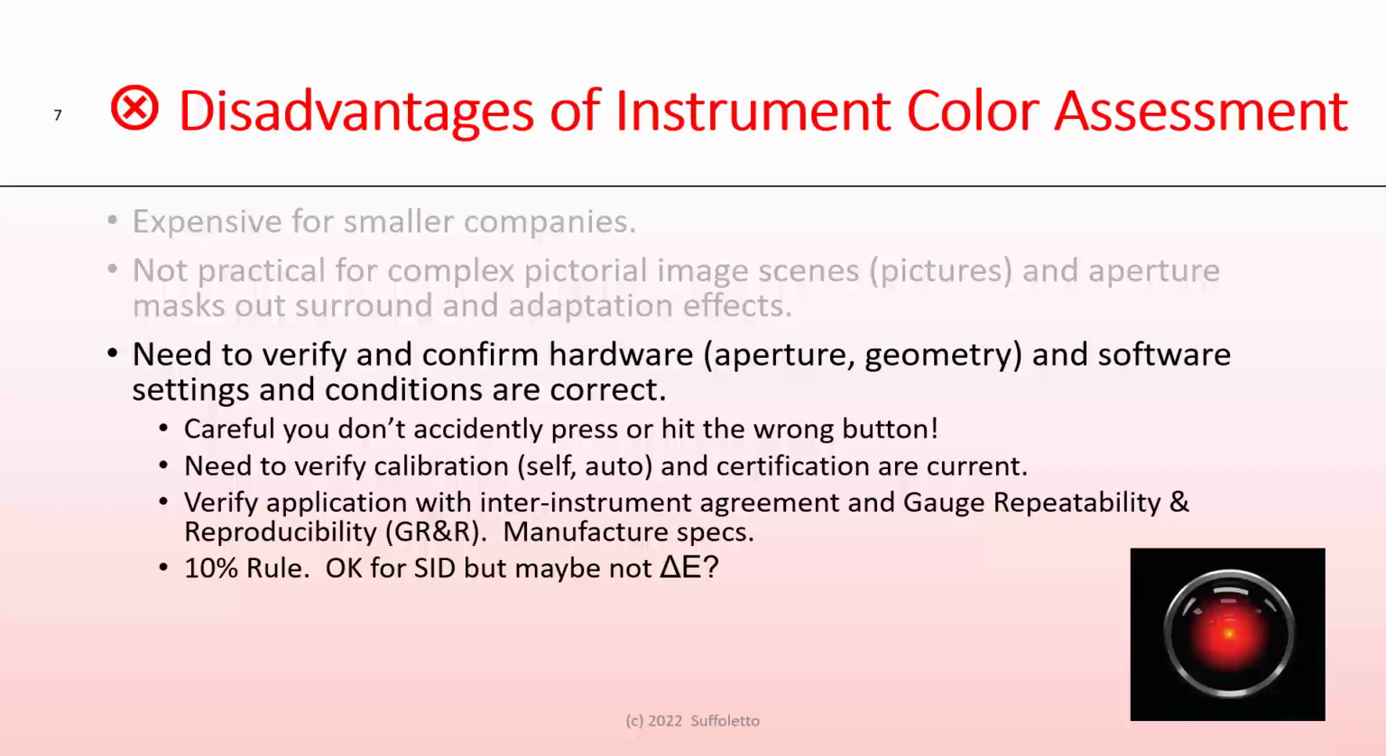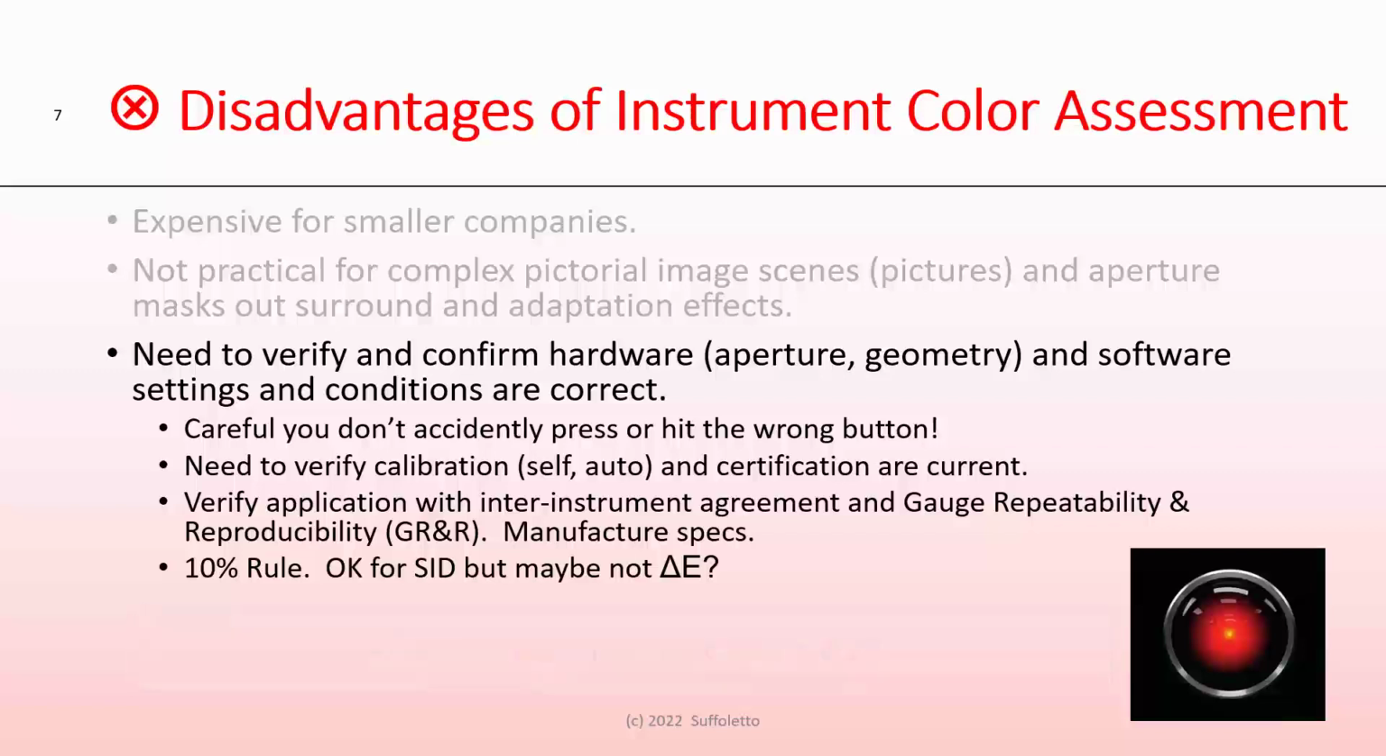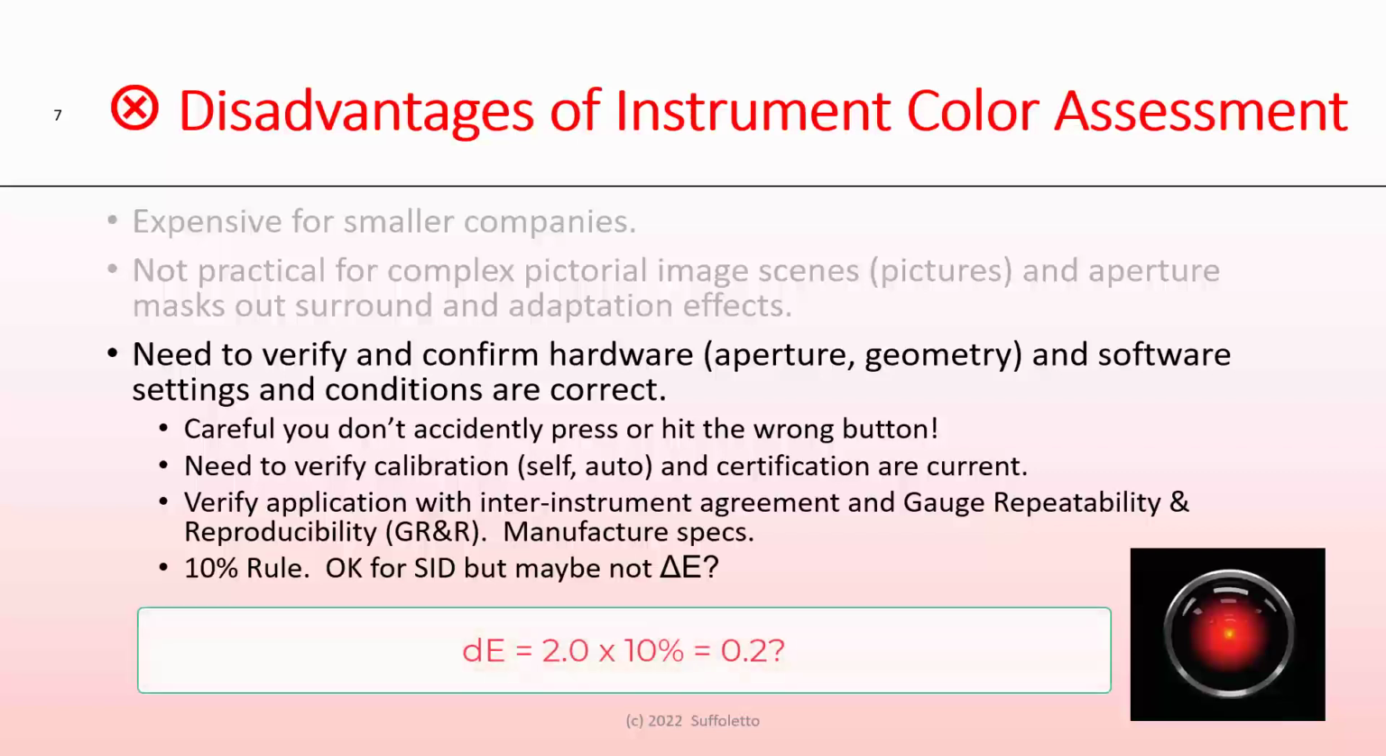Let me give you an example. If you want to measure density, the GR&R general rule is that 10% of your total measurement variation should not exceed your total tolerance. So if you're measuring density, SID, and your tolerance is plus or minus 0.05, your total tolerance is 0.1. So 10% of 0.1 would be 0.01, and surely your densitometer can measure to those precisions. However, if you're measuring delta E and your tolerance is 2, then 10% of 2 is 0.2, and 0.2 is getting close to the precision of the instrument and its inter-instrument agreement. So you have to be careful about that.